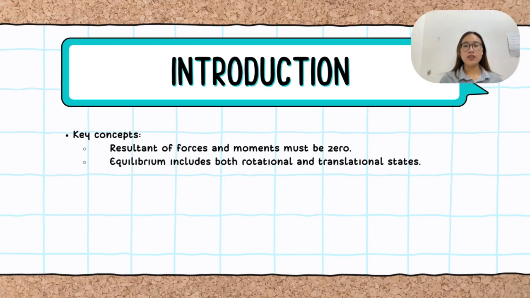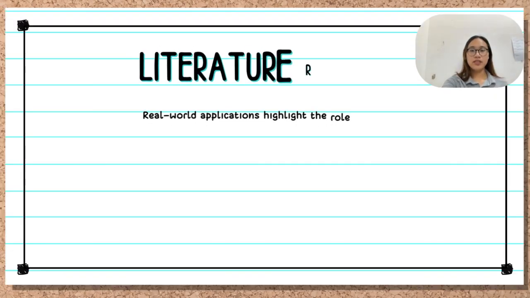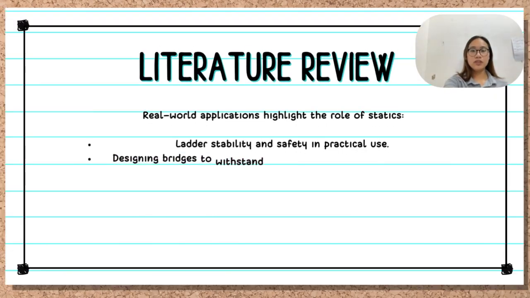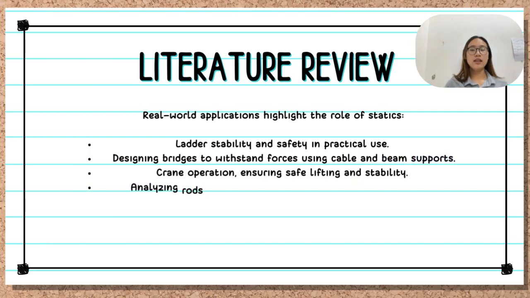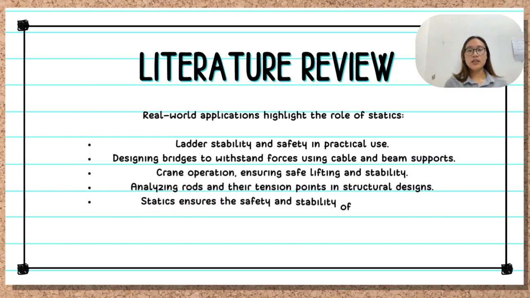Second, equilibrium includes both rotational and translational states. A rigid body in equilibrium remains stationary or moves at a constant speed without rotation, indicating balance in both linear and angular forces. A rigid body achieves equilibrium when the total force and total moment acting on it are zero. This means the body remains stationary or moves at a constant velocity. Below are practical examples of equilibrium in a rigid body.